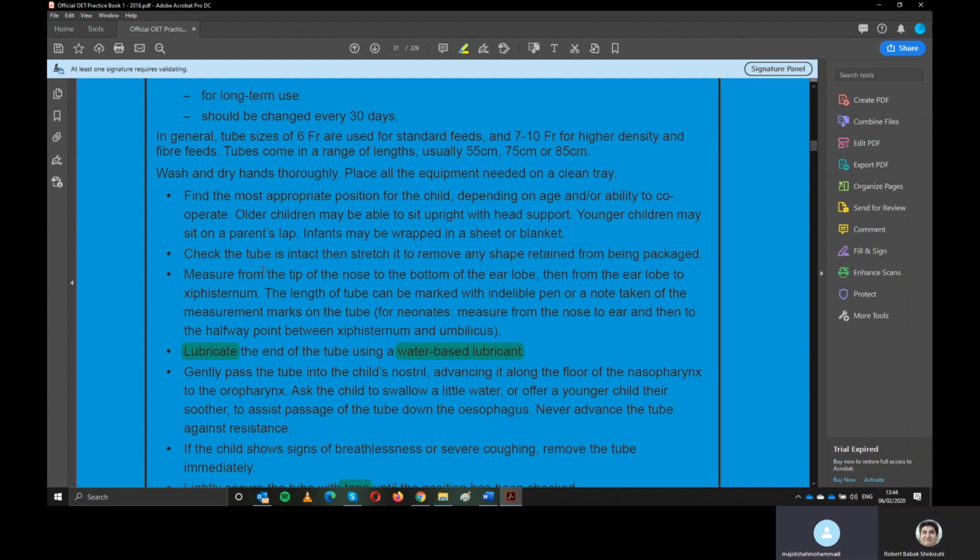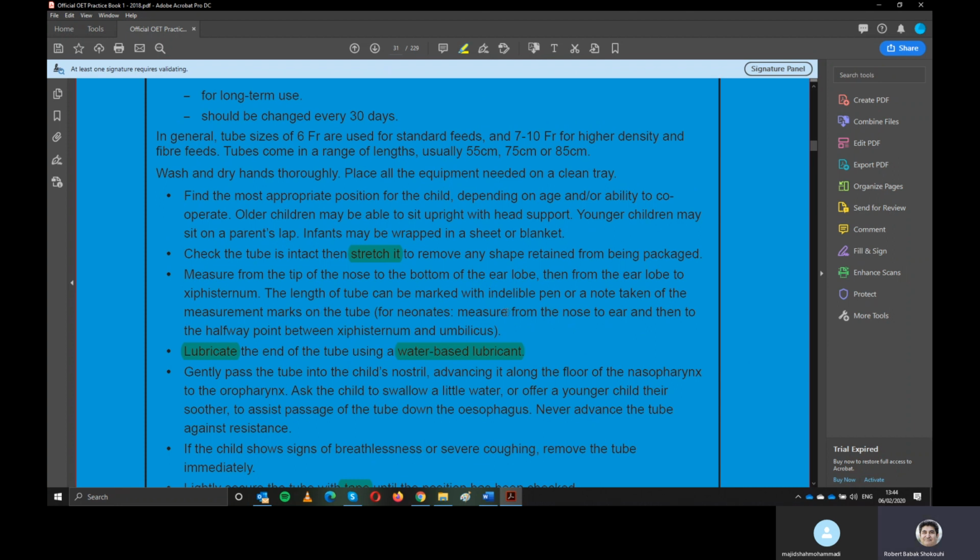Okay, I can see the standard feed there. This is to check the tube is intact and stretch it to remove any shape retained. So we have to stretch it basically, okay?